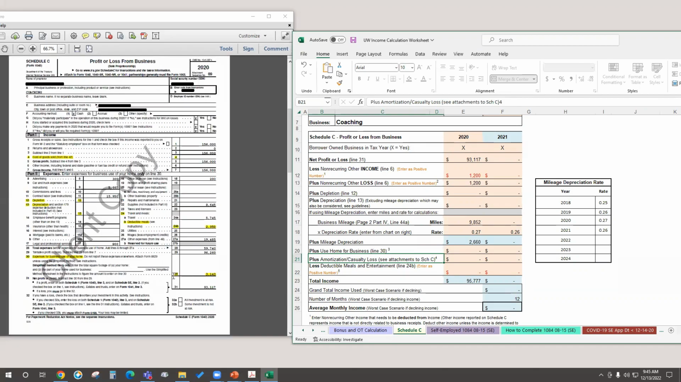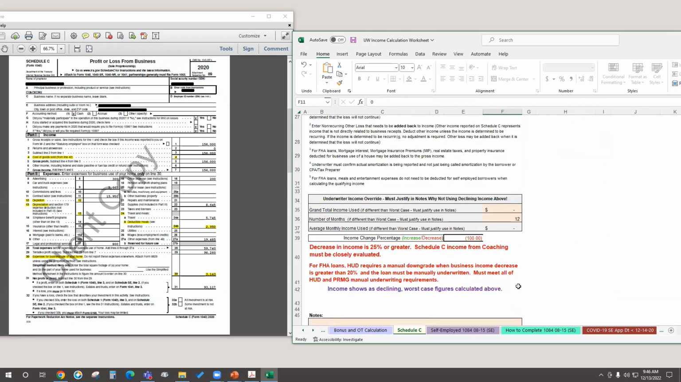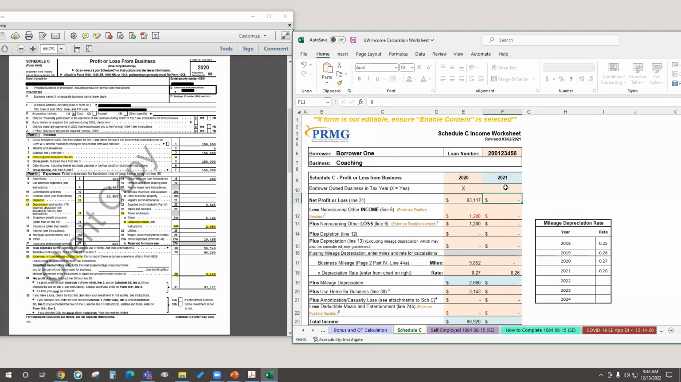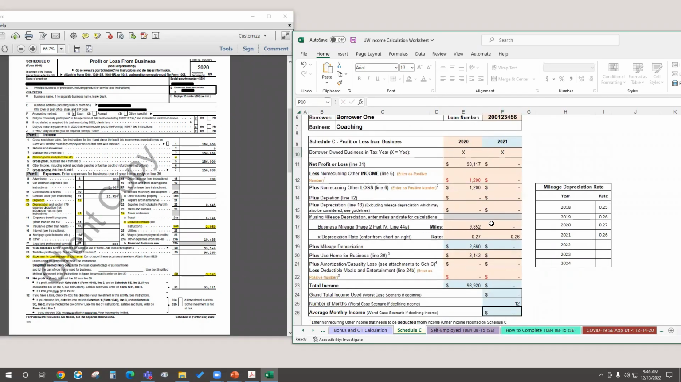In this case, we do have a borrower who does have business use of home of 3143. And as you can tell, this is now going up, right? So it's already giving you that income upwards. Now, the reason it's not giving you a calculator, it's because as you can tell, we do have an X on 2021. So it's trying to finalize that. If I delete it, it's going to start giving me my income. Or maybe not. It doesn't want to cooperate.